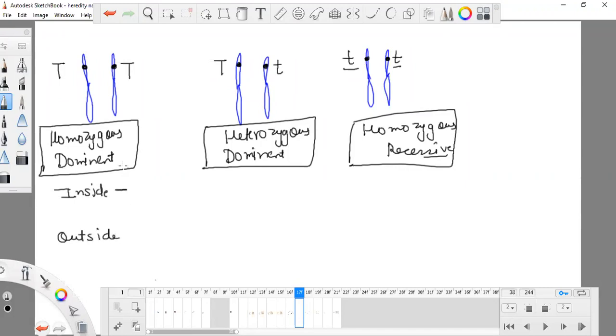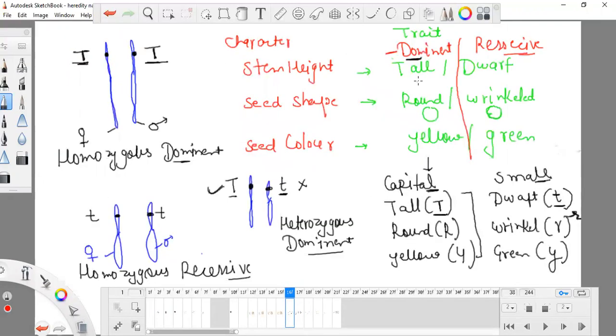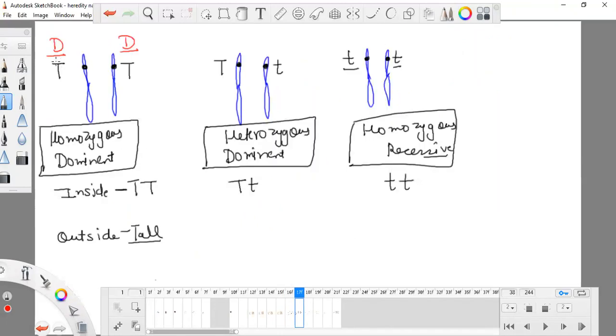Actually, inside it is TT, inside it is Tt, and inside it is tt. But outside, the first will definitely look tall. Why does it look tall? Because these alleles are both dominant. We know this T is for tallness, so it will look tall, and because both T are dominant, definitely it will look tall.